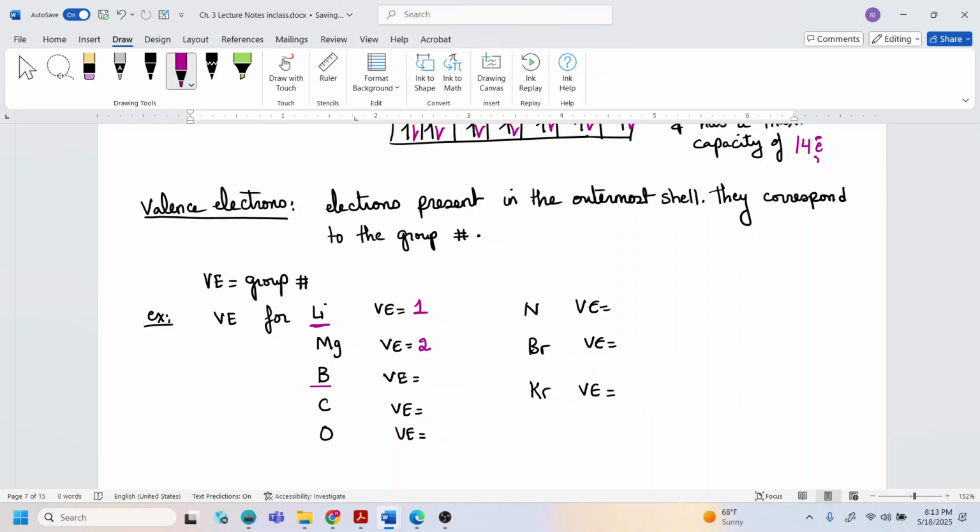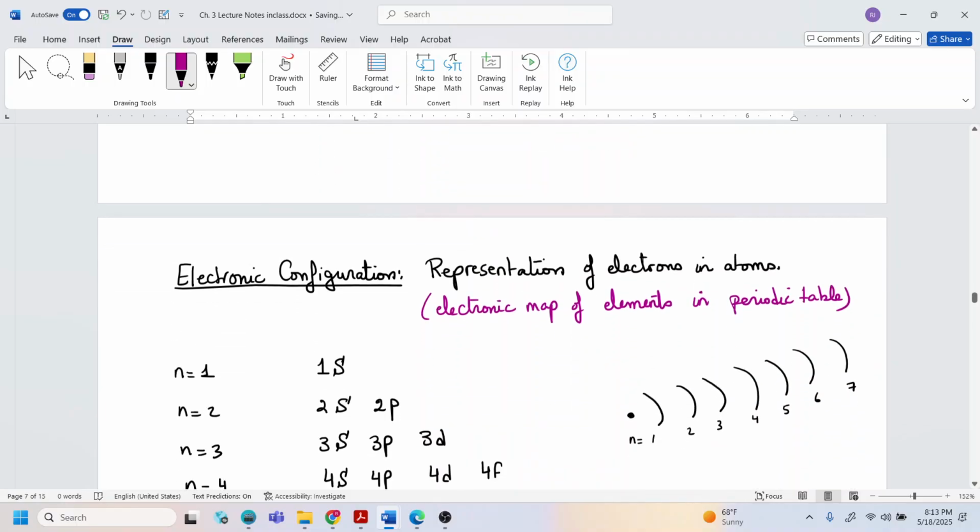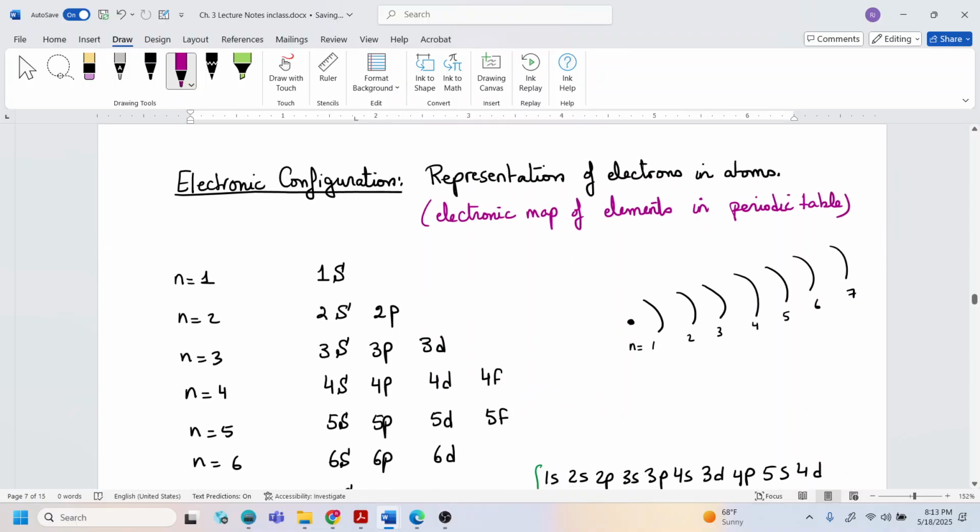Boron is in group number 3, so it has 3 electrons in its outermost shell. Carbon is 4, so it has 4 electrons. Oxygen is group number 6, so it has 6 electrons. Nitrogen has 5 electrons because it's group number 5. Halogens have 7 electrons, and krypton has 8 electrons in its outermost shell, meaning that the outermost shell is filled.